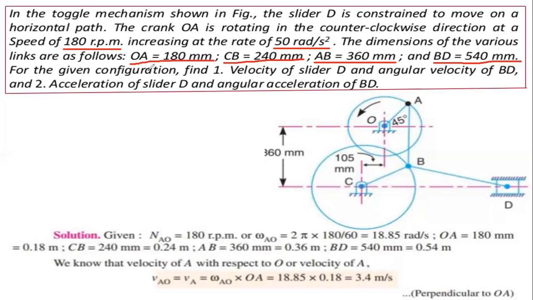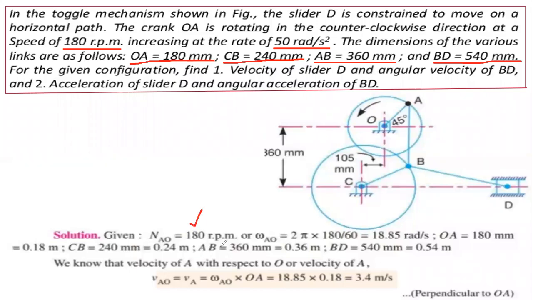So we need to find the velocity of the slider D and angular velocity of BD, acceleration of the slider D, and angular acceleration of BD. These are the given inputs. Now I am writing the given inputs. First of all, the speed of the crank OA, so N of AO is written as 180 rpm.